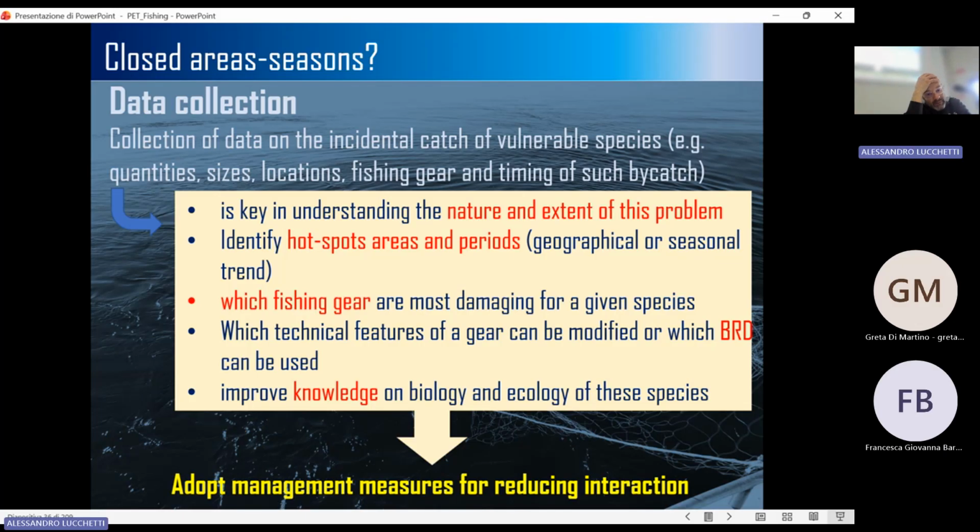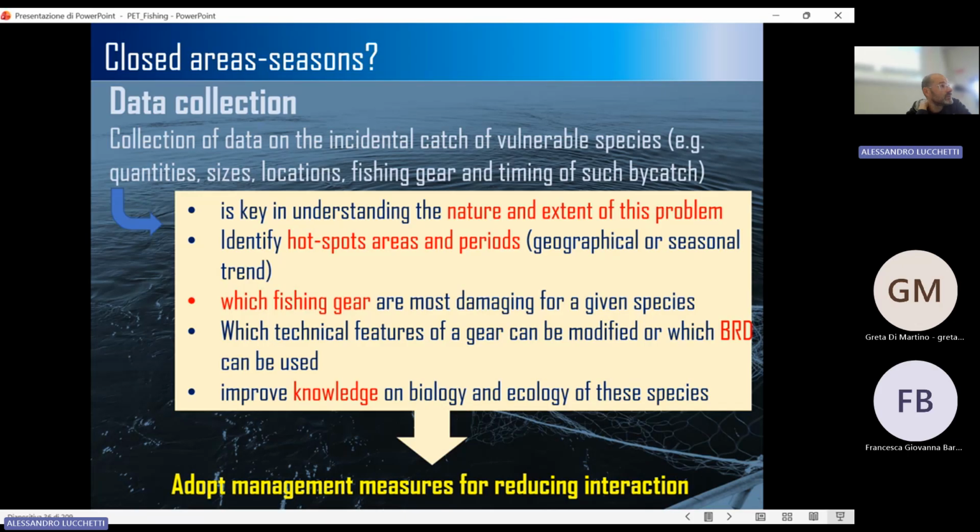So when we speak about the protected species, vulnerable species, sensitive species, I mean species that deserve protection, knowledge is essential because without the proper knowledge on the problem, how big is the problem, about the areas, there are some hotspot areas for bycatch, which type of fishing gears are most impacting in specific species.